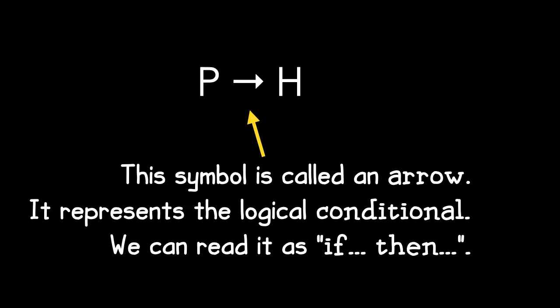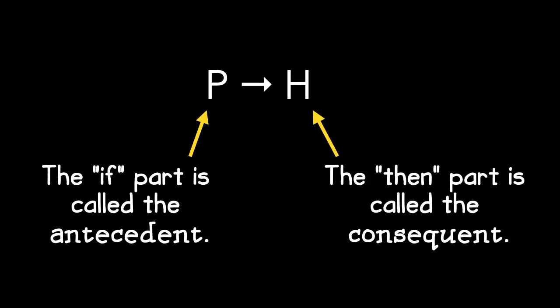The symbol is called an arrow. It represents the logical conditional. We can read it as if, then. The if part is called the antecedent. Antecedent because it comes before the arrow. The then part is called the consequent. It's the consequence. It follows from the antecedent.